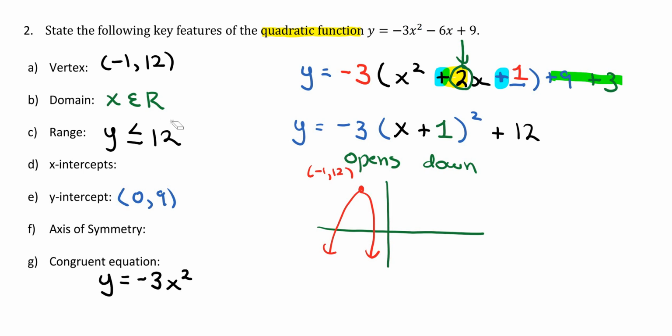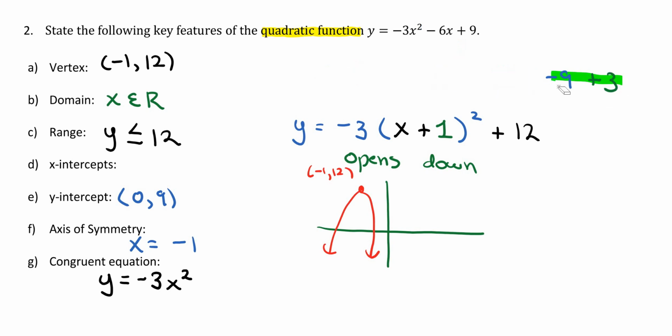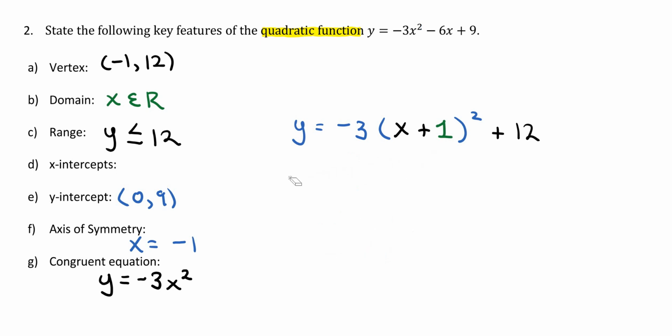Okay, and then finally we've got to find the axis of symmetry. Well, the axis of symmetry is just the x value of the vertex, which is -1. That's not too bad. And then we've got to find the x-intercepts, right? There are different ways you can do this. If you have your answer in vertex form like this, we can find the x-intercepts by letting y equal 0. And then we just solve this particular equation.